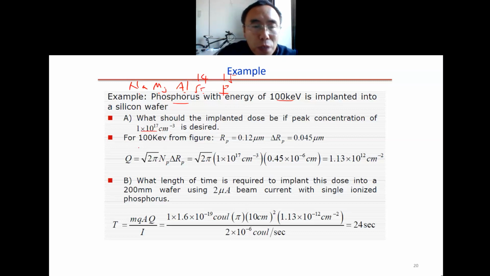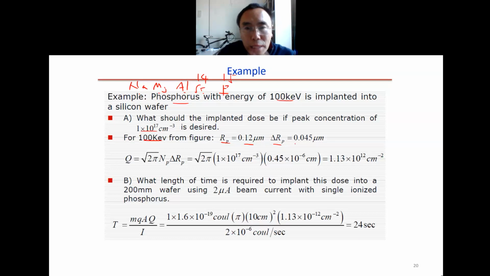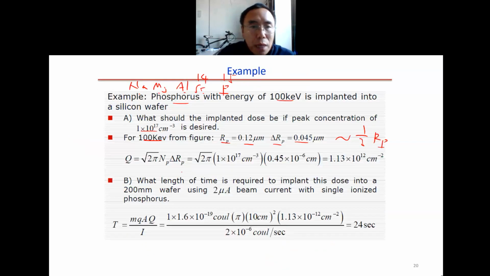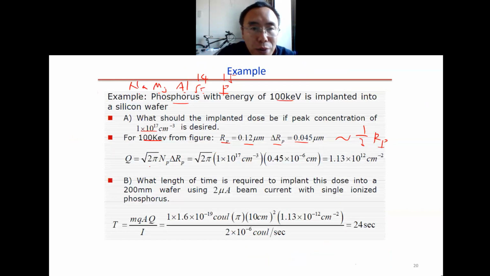So here, for the 100 keV, we can find out RP and delta RP. You can see here, for phosphorus at 100 keV, you get the RP, and for 100 keV phosphorus, you get the delta RP. These values are 0.12 and 0.045. So you can see roughly 1/3 RP, when the masses are similar. Then the dose is given by this. If you know the delta RP and you know the peak, you know the Q. It's given by this formula here, and you get a number.